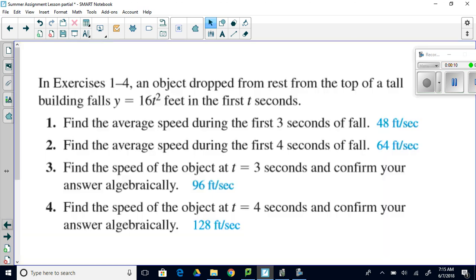Before we do that, here are the answers to your assignment from the last video. If you had any trouble with this, go to Slader and circle anything that you need to go over the first day of class.